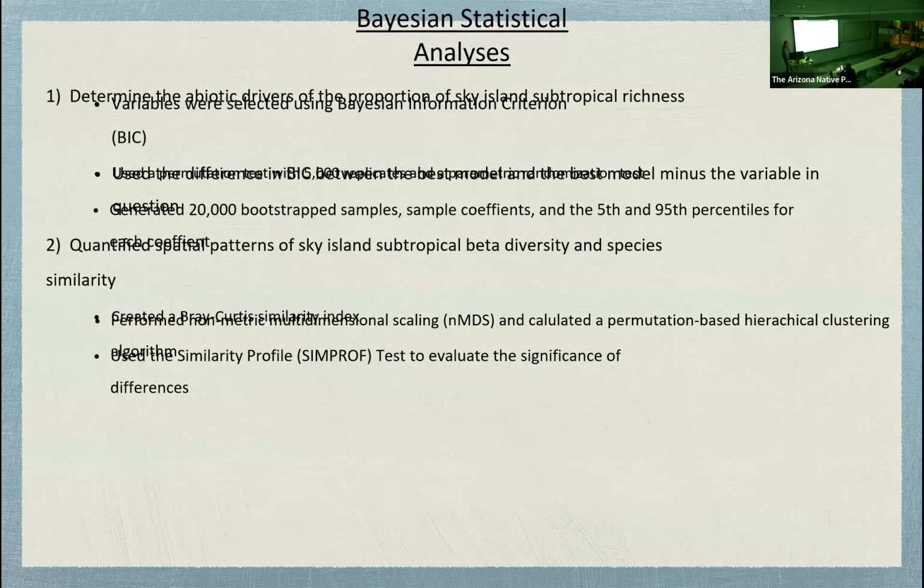The second analysis that was done was to quantify spatial patterns of sky island subtropical beta diversity, or what's known as species turnover, which is also basically species similarity. So by finding out what species communities occur in each sky island and how they're similar or different than the other sky islands and how they form into clusters of similarity or differences, that tells us about beta diversity or species turnover, which is an aspect of biodiversity.